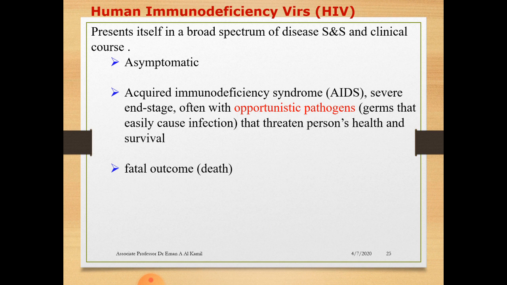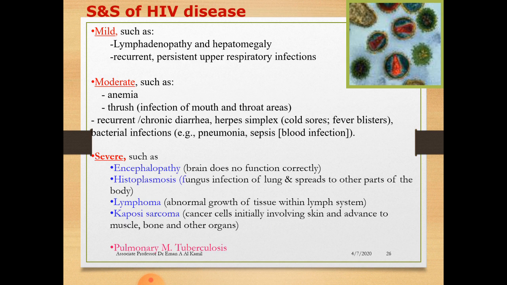Sometimes it is asymptomatic, but most people may present with the virus causing acquired immune deficiency syndrome, abbreviated AIDS, which results in a severe end stage, often with opportunistic pathogens. This virus affects the immunity of the patient and makes the person more likely to have opportunistic infections or many types of pathogens, which sometimes are fatal. The signs and symptoms vary from mild to severe.